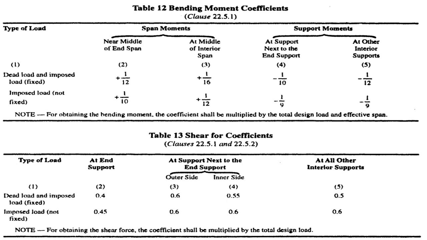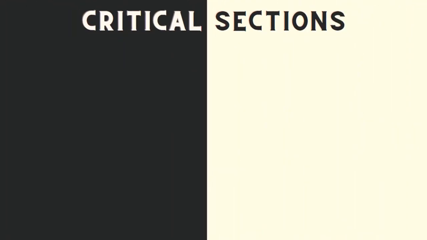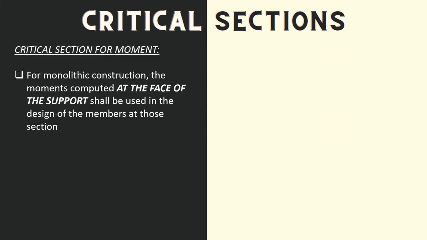Now we shall move on to the critical sections. What will be the critical section for moment as per IS 456? For monolithic construction, the moments computed at the face of the support shall be used in the design of members at those sections. Those sections mean the moments computed at the face of support shall be used in those sections of monolithic construction members.